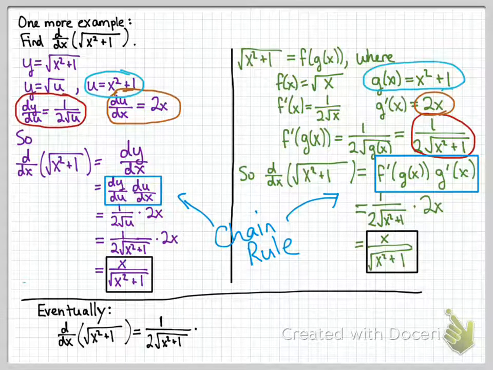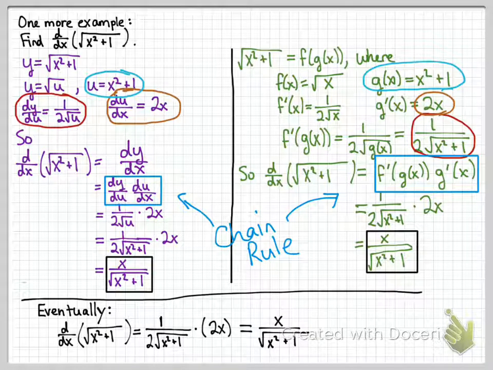Then I need to multiply times the derivative of what's inside. That's the derivative of x squared plus 1. That's 2x. So I have the derivative of the square root stuff times the derivative of what's inside. And so I get x over the square root of x squared plus 1. Same answer, yay. So you don't have to do all the writing if you can keep track of inside and outside functions and so on in your head. But at least at first, if you haven't done this before especially, or if you're worried about making a mistake, it's best to write it out.